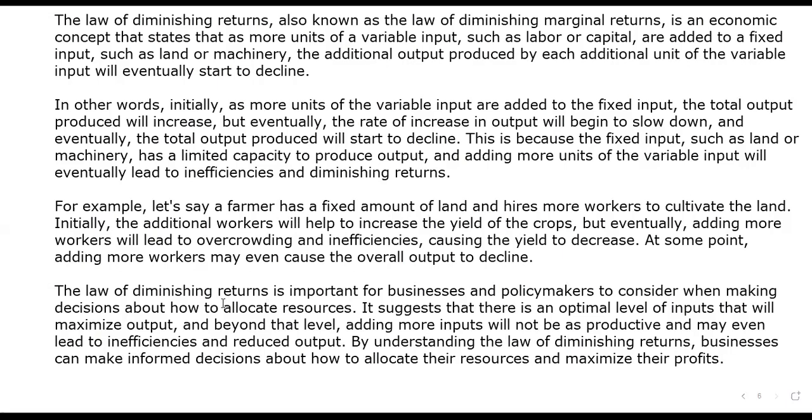Policymakers use this for policy making, considering decisions on how to allocate resources. They actually suggest that there is an optimal level of input that must be employed to maximize output. Beyond that level, adding more units will be unproductive.